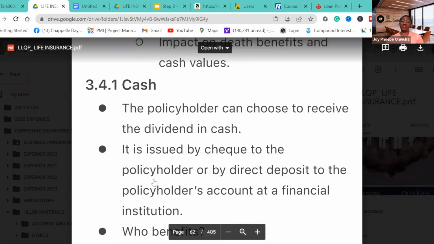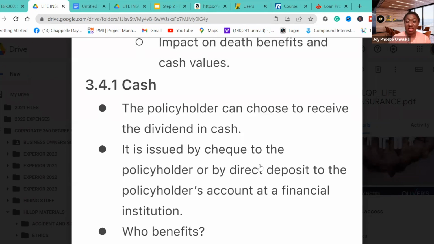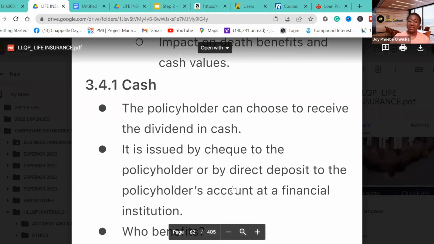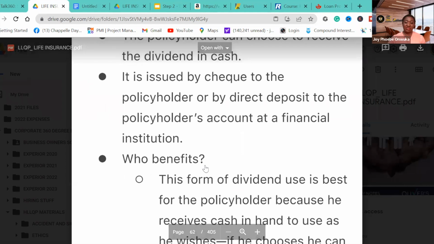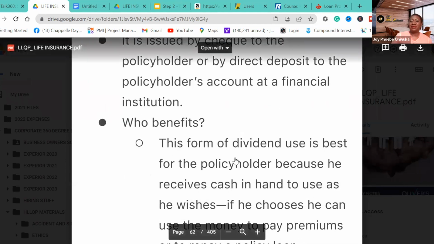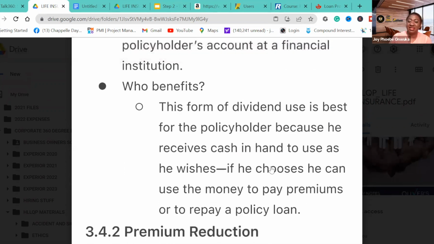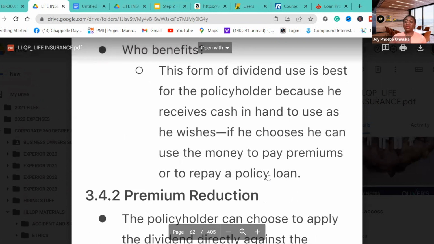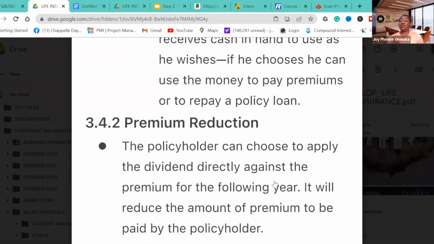When you choose to receive your dividend in cash, the policy owner can choose to receive the dividend in cash. It is issued by check to the policyholder or by direct deposit to the policyholder's account at their financial institution. Now, who benefits? This form of dividend use is best for the policyholder because he receives cash in hand to use as he wishes. If he chooses, he can use the money to pay premium or to repay a policy loan or whatever he or she chooses to do with the money. It's up to the policyholder.